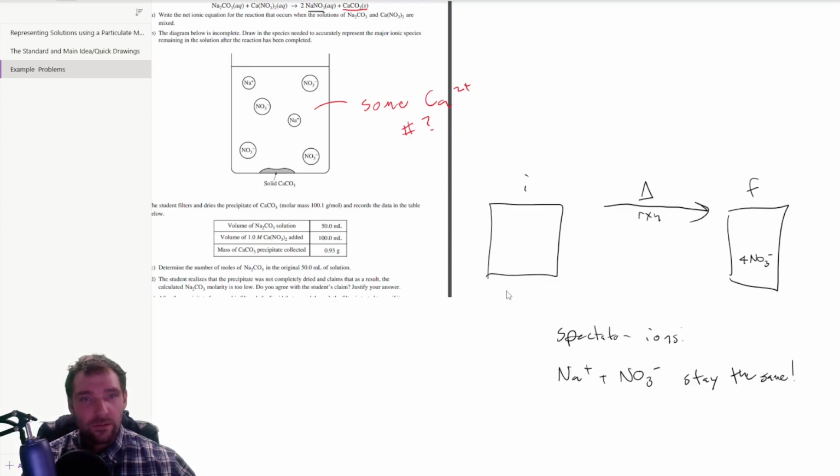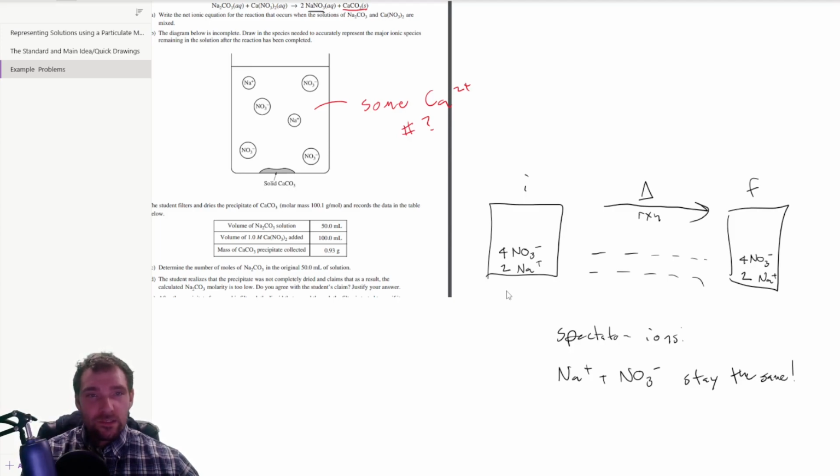So we've got 4 of the NO3s, 1, 2, 3, 4, 2 of the Na pluses, and those should be the same in the initial situation because they didn't react, right? So we've got 4 NO3 minus and 2 sodium plus. And a lot of people, this is where they really get stuck, is that they want this picture to be like the coefficients in the reaction. But those coefficients are the change from the initial to final, knowing that one of these is in excess, right?